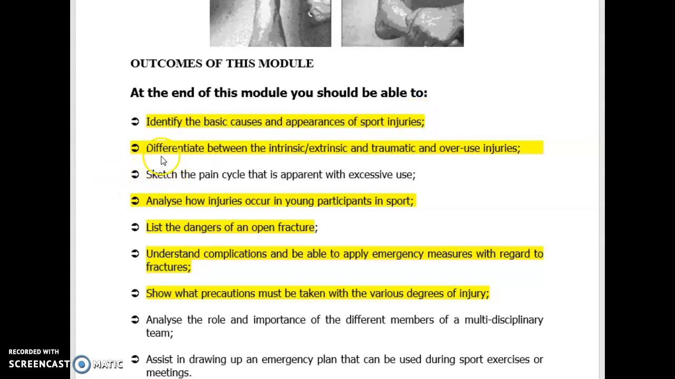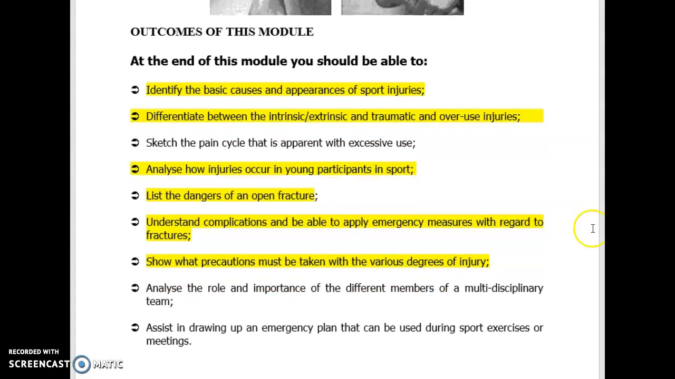We're going to differentiate between intrinsic and extrinsic, traumatic and overuse injuries. We're going to analyze how injuries occur in young participants in sport, list the dangers of an open fracture and understand the complications, and be able to apply emergency measures with regard to fractures, and show what precautions must be taken with various degrees of injuries. These are all the things that the teacher says in the exam booklet.